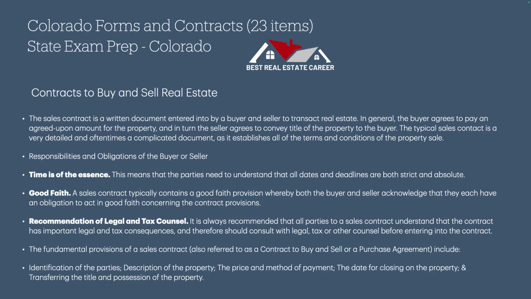The price and the method of the payment. Like we're going to put in that this is a conventional loan at $600,000, or it's a $450,000 house where we're using a VA loan. So that's going to be spelled out. The date for closing of the property. Remember, we're setting these times and dates that we're going to adhere to.